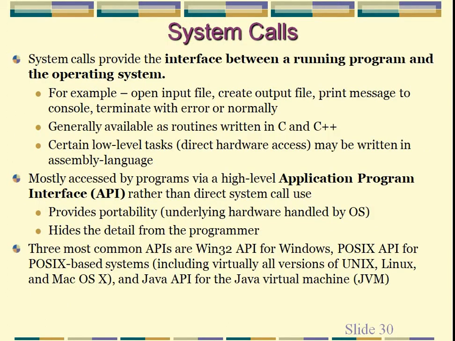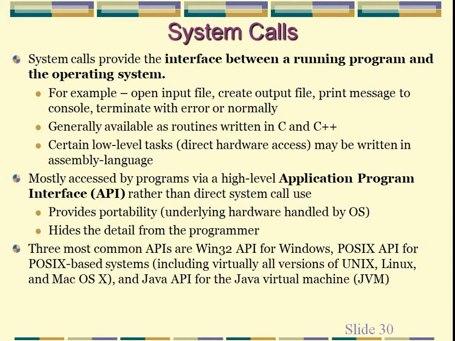Now we are going to discuss what a system call is. A system call provides the interface between a running program and the operating system. It means the operating system services are provided in many different ways. There are two basic methods of providing services: one is the system call and the second is the system program. Each method has its own disadvantages.